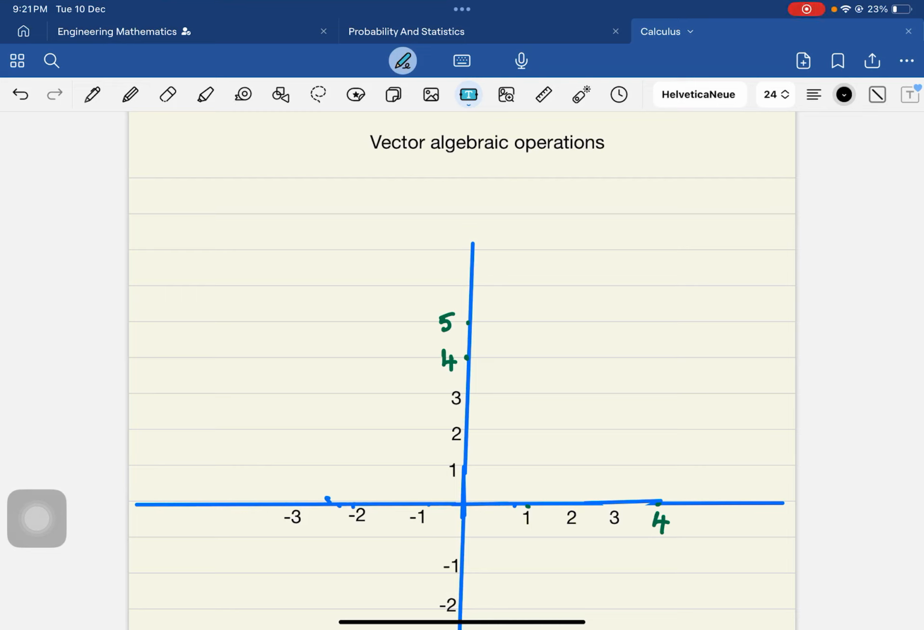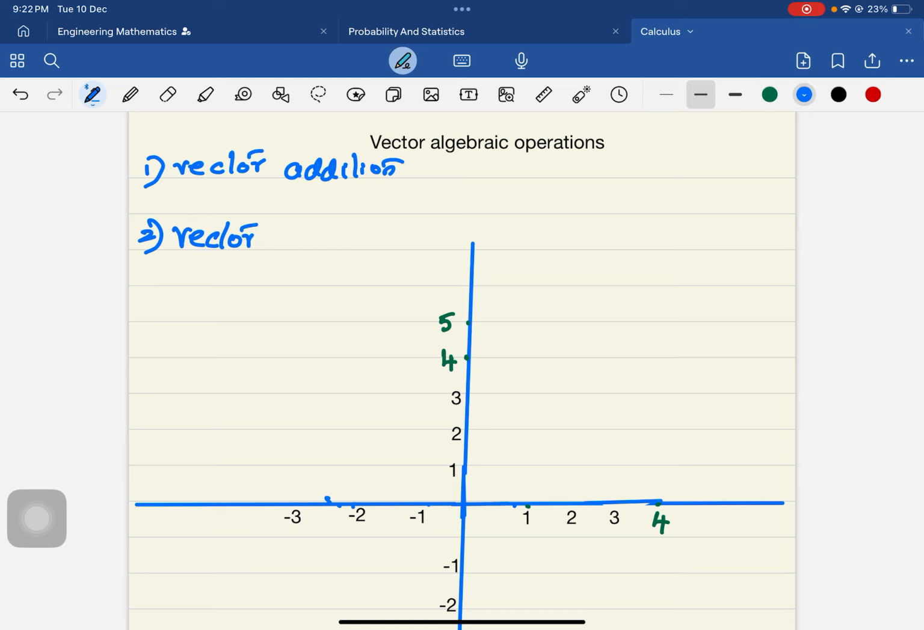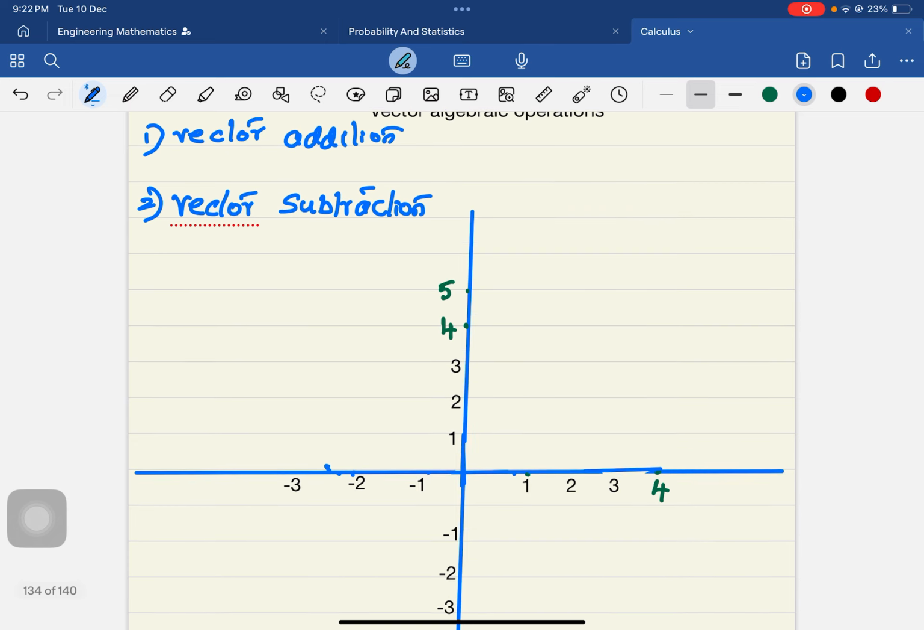In today's lecture, I am going to explain the vector algebraic operations. What are the operations here? The first one is vector addition: how to add two vectors? And you have vector subtraction: how to subtract two vectors? And what is vector multiplication by a scalar? That is the scalar multiplication of a vector. All this we are going to do. So how to do all that?